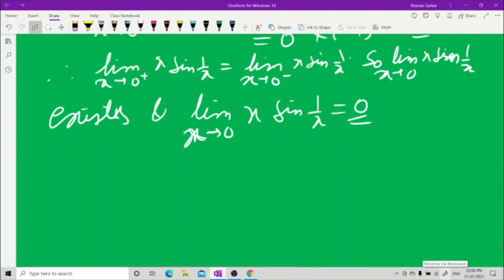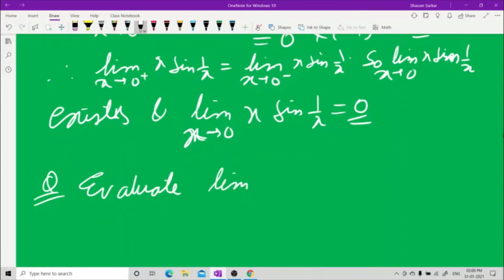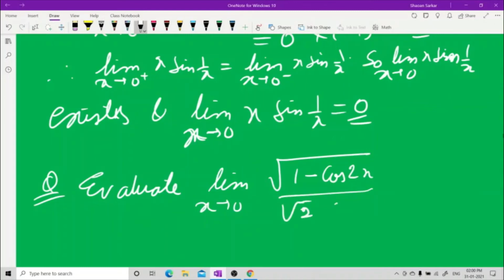Let us do one more question like this. Let us do this question now. See, evaluate: limit x tending to 0 under root of 1 minus cos 2x upon under root 2 x.